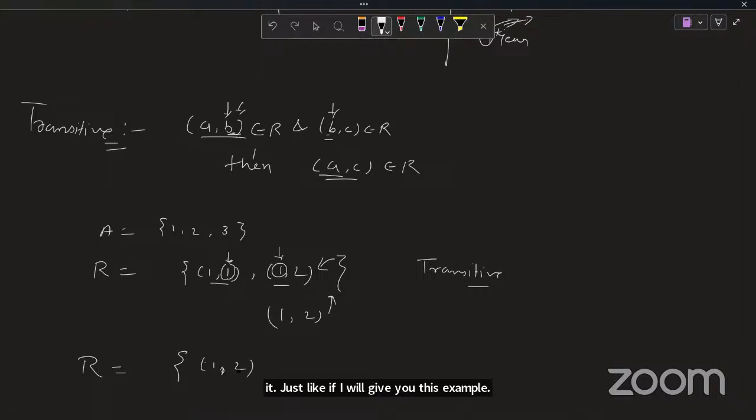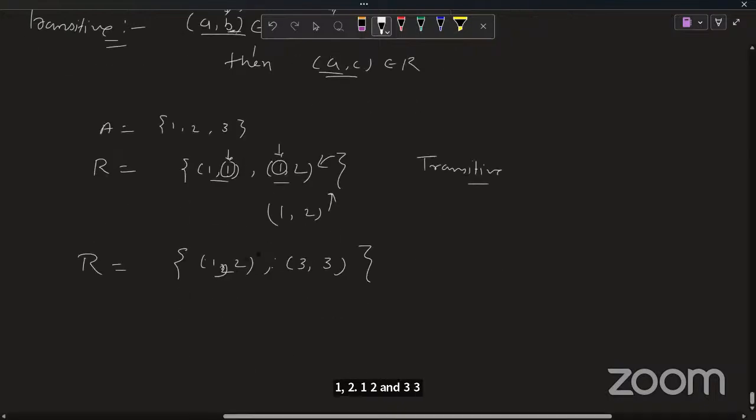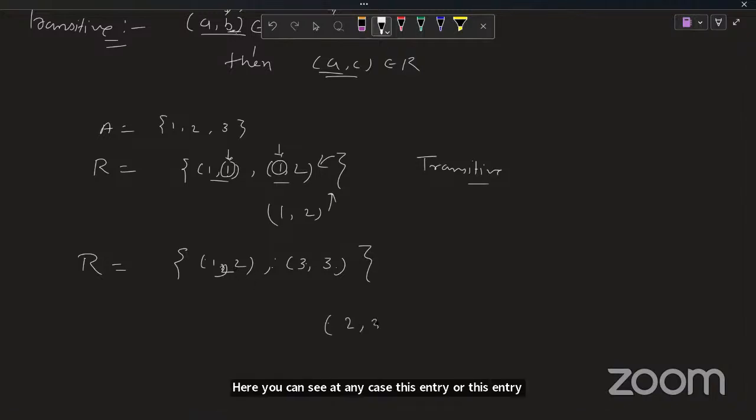1, 2, and 1, 3, 2, 3. Here you can see that in any case, this entry or this entry, both are unequal, right? So I will not discuss 2, 3 or 1, 3. I will not discuss this because the entries are distinct.